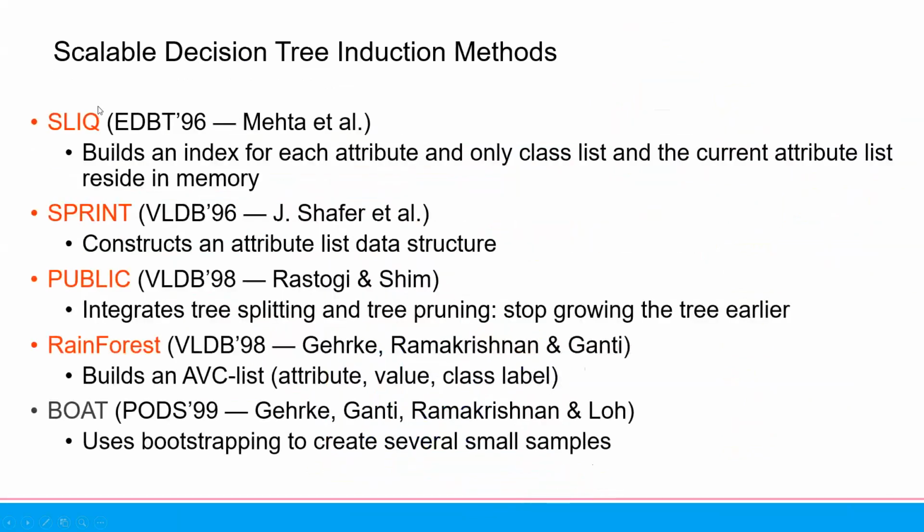So there are many other scalable decision tree induction methods. I do not want to discuss them now. If you need to check those, you can check SLIQ, or you can check SPRINT, or you can check PUBLIC, RainForest, and BOAT. So let me just skip this part. If you want to study this one, you can take a look at the details.